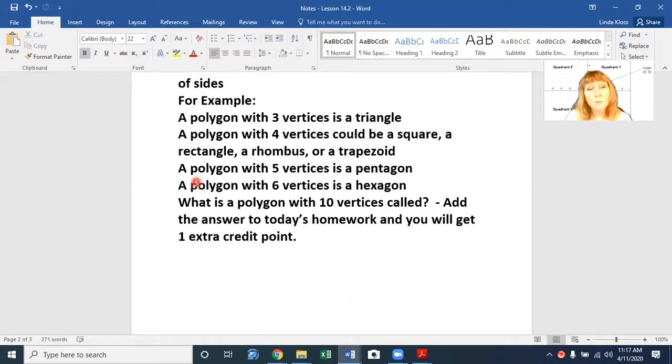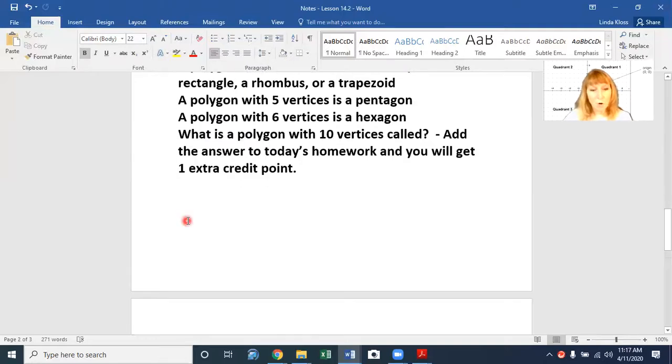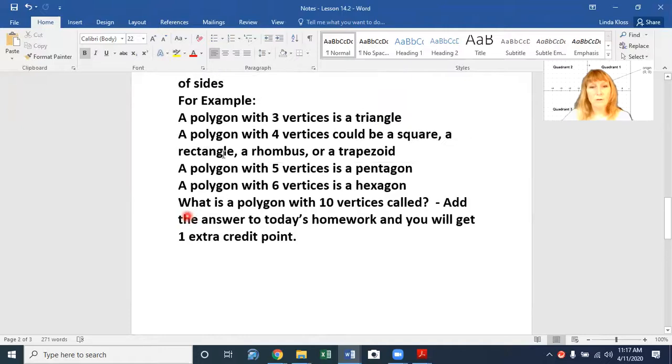What is a polygon with 10 vertices called? So you can add that to today's homework and get 1 extra credit point if you can tell me what a 10 vertices polygon is called. Okay, I'm going to go under the document camera, so I will see you there for page 407.